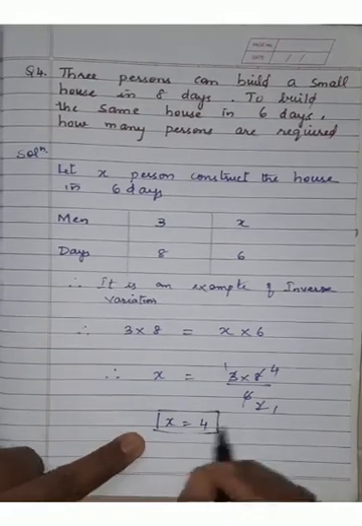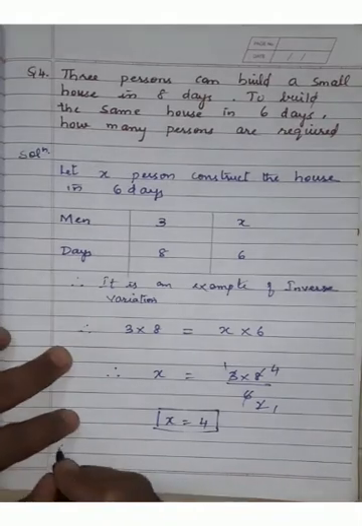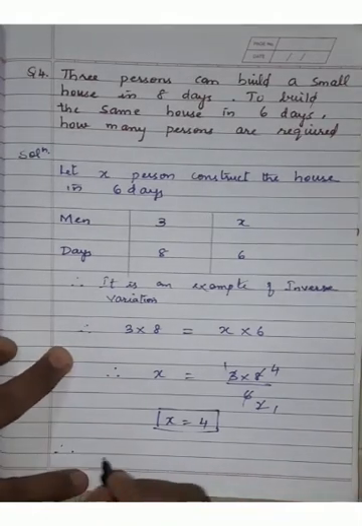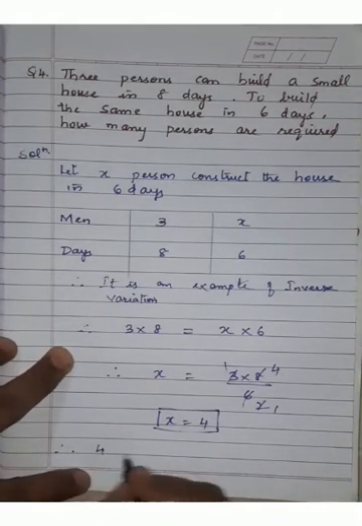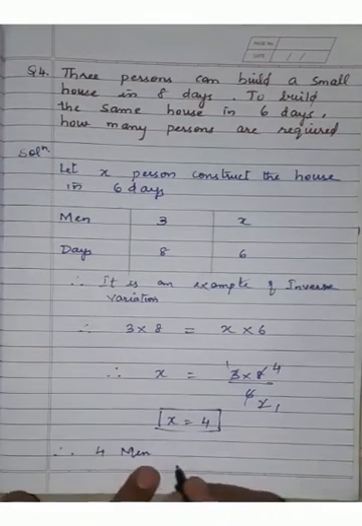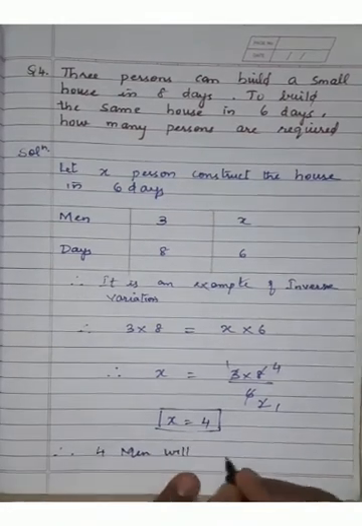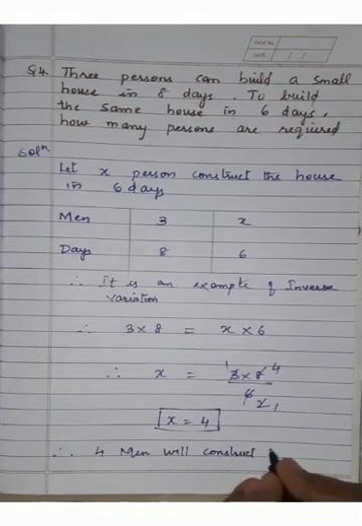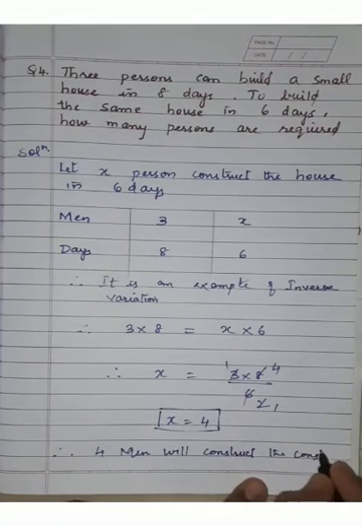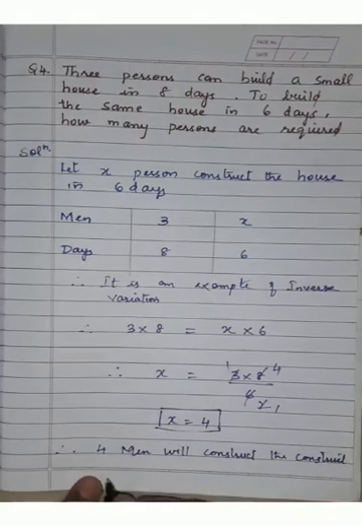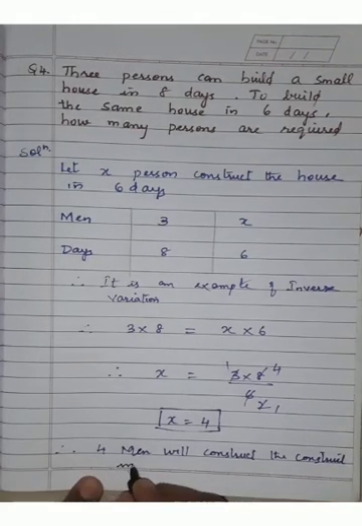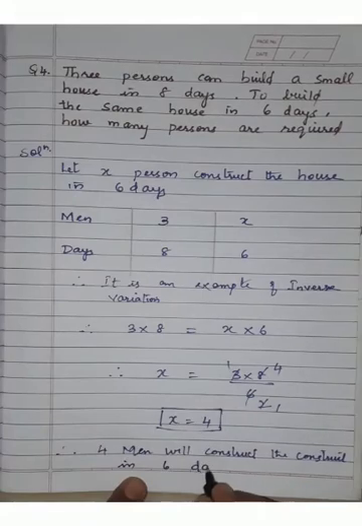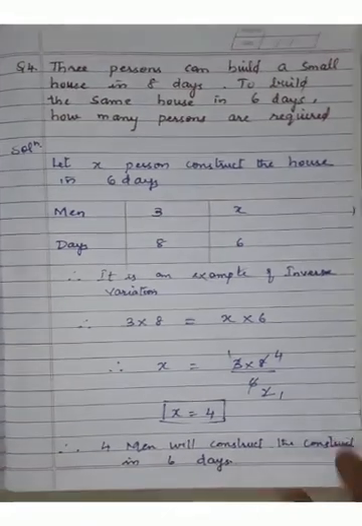Okay children, so that means, therefore you can write, therefore 4 men will construct the house in 6 days. Is that clear children?